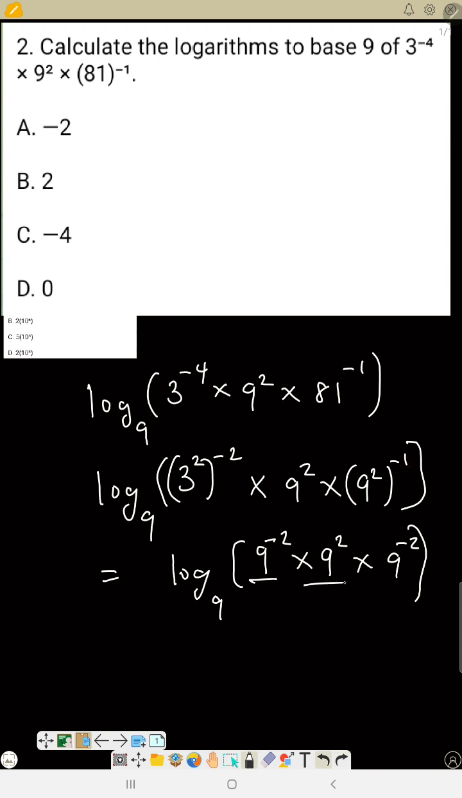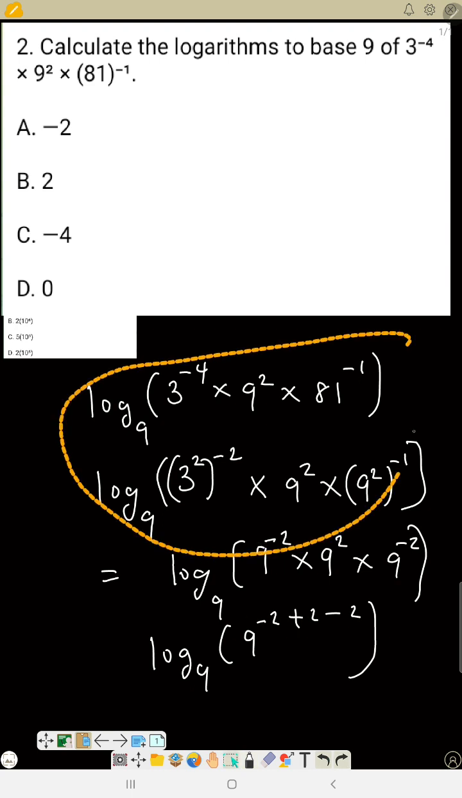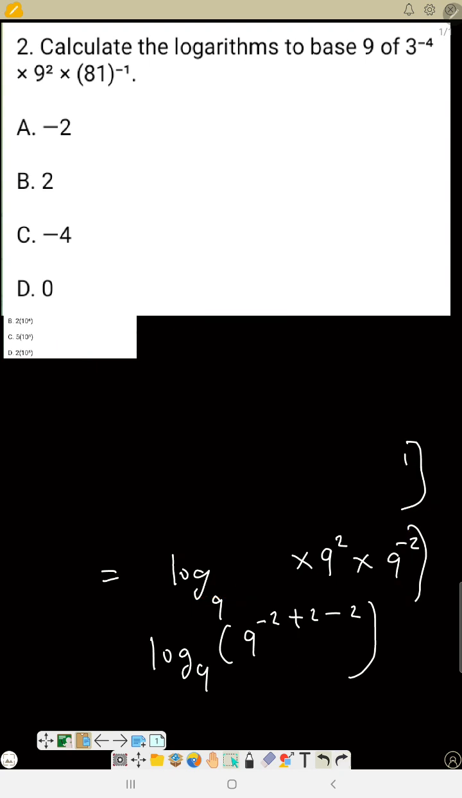So now everything is in base 9. Take 1 out of the 9 and add the powers: minus 2 plus 2 minus 2. Minus 2 plus 2 is 0, so this will cancel out. So it will remain 9 raised to power minus 2.